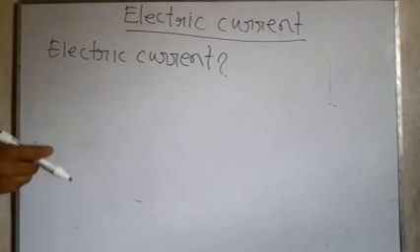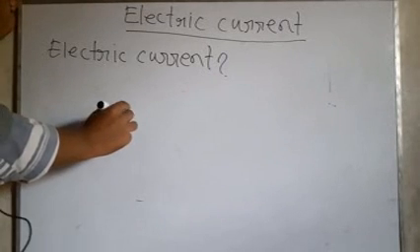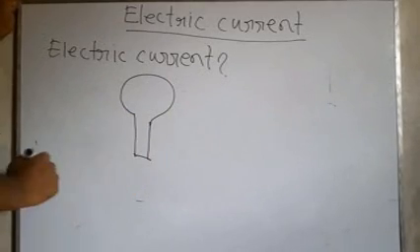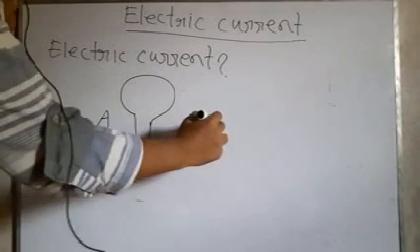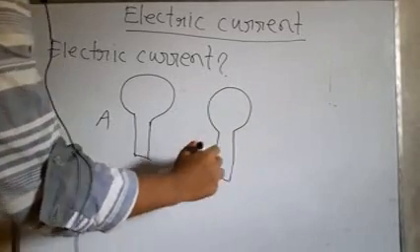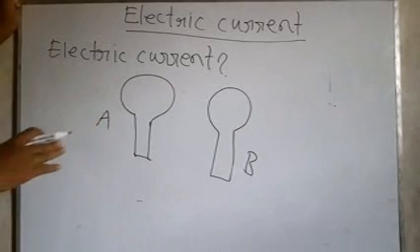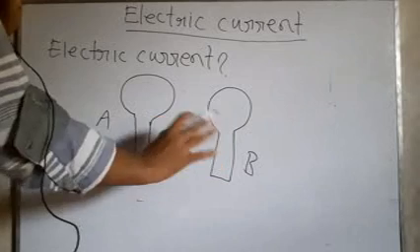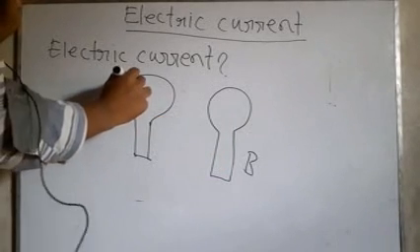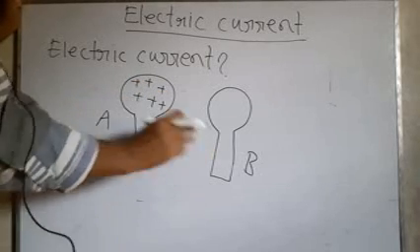We have seen what is electric current. Suppose this is a body, this body is A, and another body, suppose this body is B. These two bodies are neutral bodies. Suppose body A is positively charged and body B is neutral.